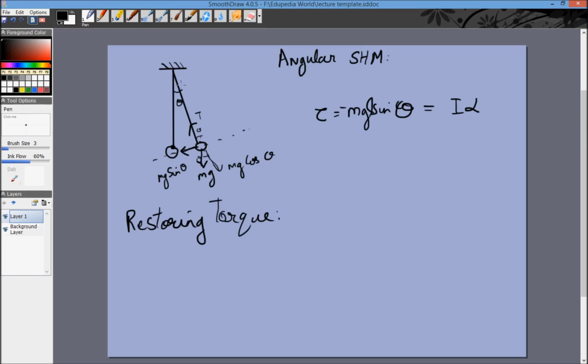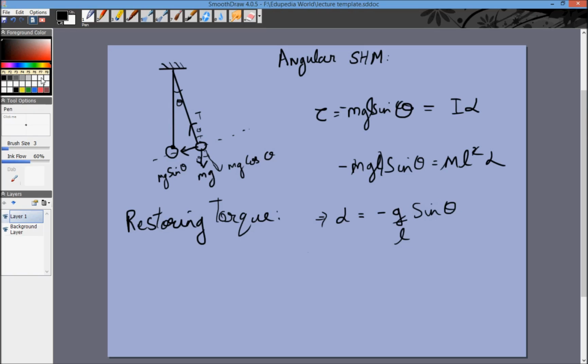What is I? I will be ml squared because we are considering a simple pendulum in which the rope is light and there is a small bob at the end. So minus mgl sine theta is equal to ml squared alpha. So m and l cancel, and what we get is alpha is equal to minus g by l sine theta.